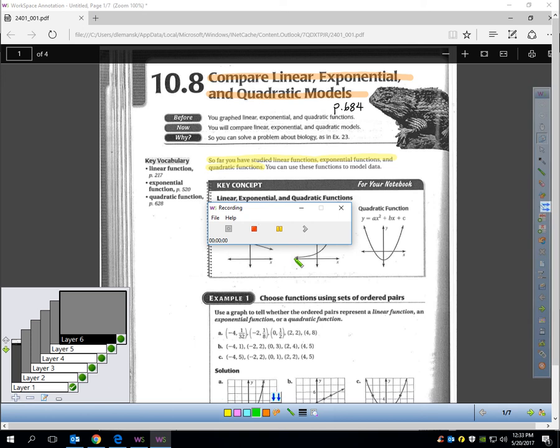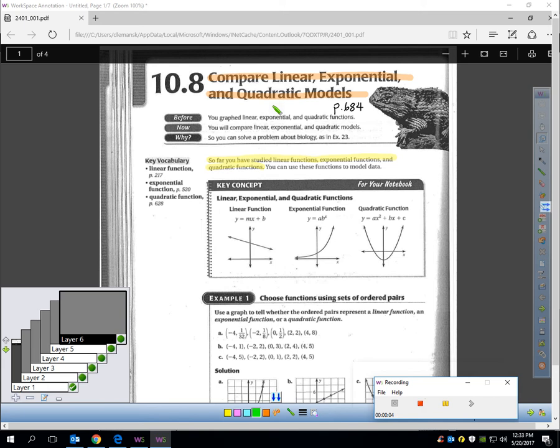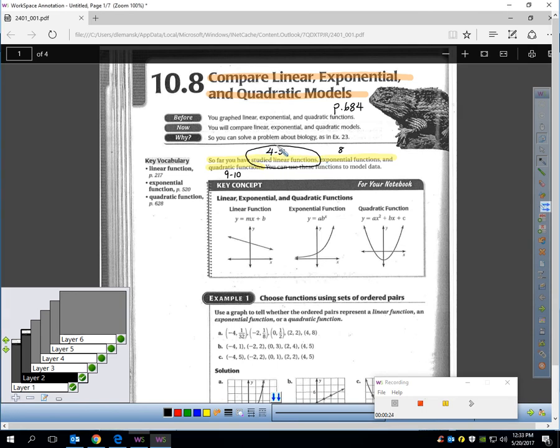This is lesson 10.8, compare linear, exponential, and quadratic models. You should be on page 684. So far, you've studied linear functions, exponential functions, and quadratic functions. We studied linear functions in first semester. That was chapters 4 and 5.